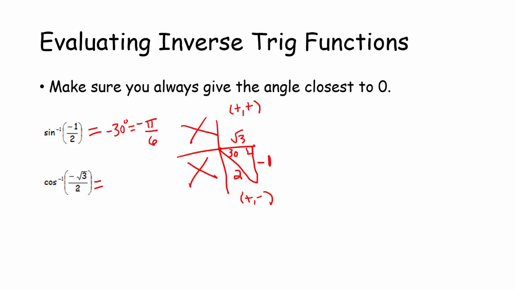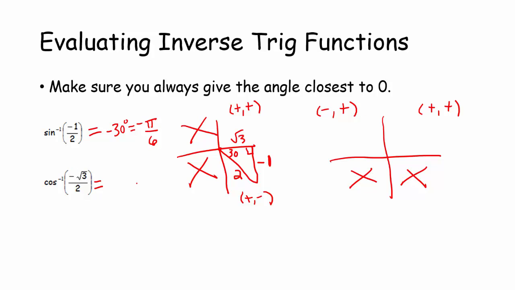What about this next one? Cosine inverse of negative root 3 over 2. Okay, so cosine inverse, not looking here or here. Again, points in quadrant 1, x and y are both positive. Points in quadrant 2, x is negative, y is positive.